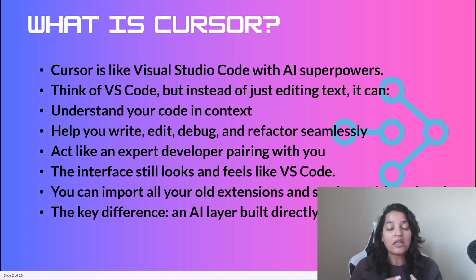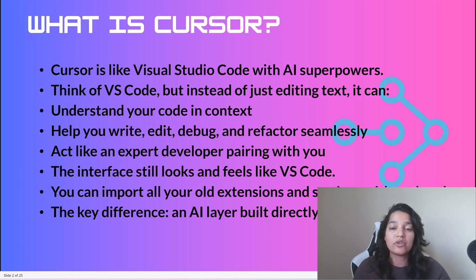Cursor, think of it like Visual Studio Code, but with AI superpowers. It basically has artificial intelligence built on top of Visual Studio Code, so it can act as a code editor for you with AI powers built into it. Think of VS Code, but instead of just editing text, it can understand your code in context. It can understand these are all the classes you have, these are the flows, it can understand all of that. It can help you write code, edit, debug, and refactor your code seamlessly. And all you need to do is tell it what you want.